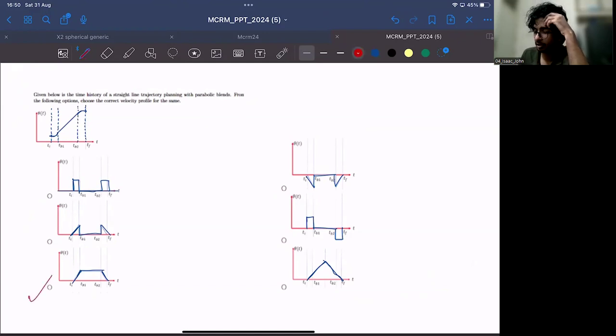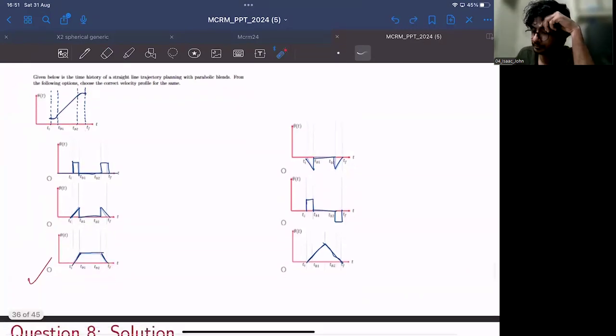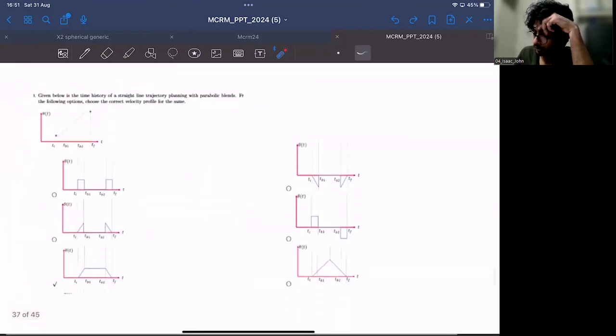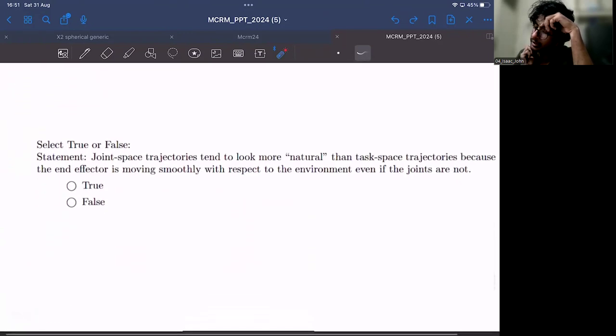Yeah, that is indeed the correct answer, because we have seen this exact same during our discussions. This portion is parabolic, so velocity would be a straight line. And this portion is a straight line, so velocity would be constant. And this portion is also parabolic, but decreasing, so velocity would be decreasing. So that would be our velocity profile. It's pretty straightforward. So yeah, that is indeed our answer. Moving on to question 9.